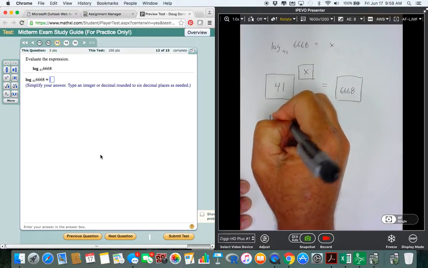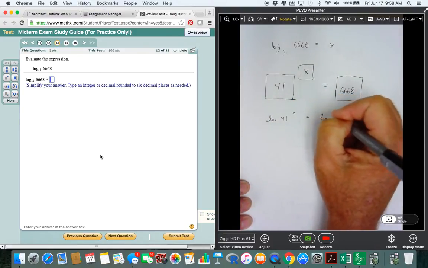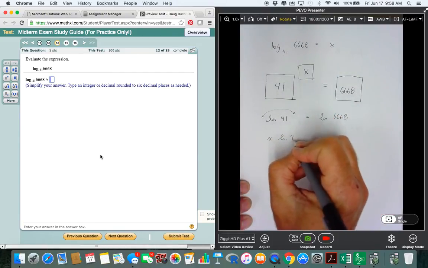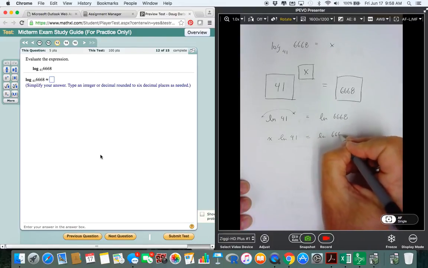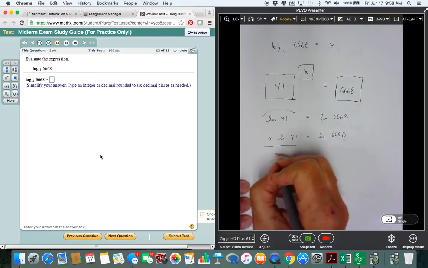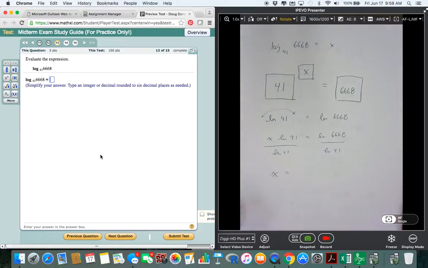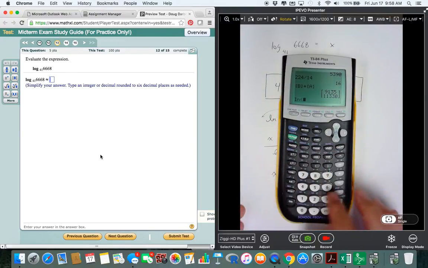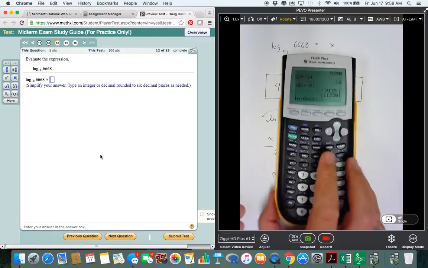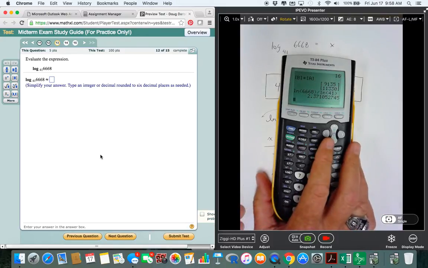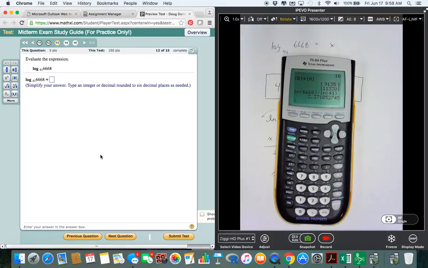We'll take the natural log of both sides. Again, use the trick. It's not really a trick, it's a property. Divide both sides by the natural log of 41. So x is going to be the natural log of 6668, divided by the natural log of 41. So my answer, and it says to go to 6 decimal places. Well, that's weird.